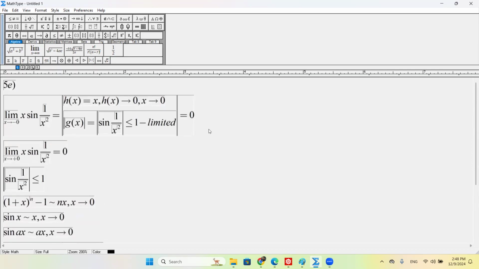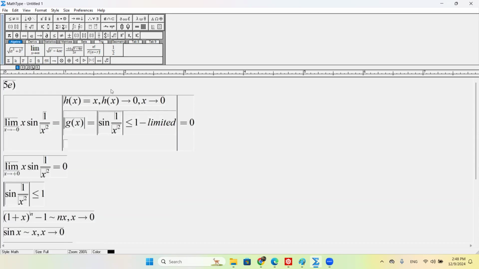Any questions about this task? No questions. So basically the product of a limited and an infinitesimal function also approaches zero. So it is also an infinitesimal function. And that's it. Okay, any more questions about individual tasks, about the whole lesson, previous lessons, and so on?